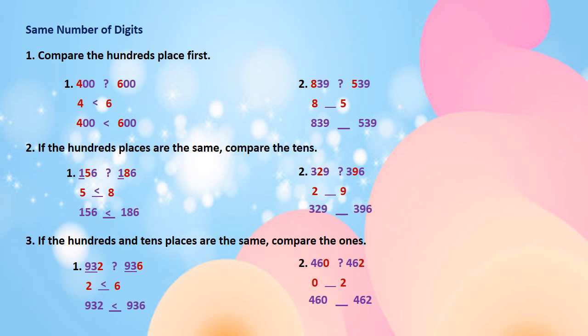Now if the digits under the hundreds and the tens place are the same, then you will have to compare the ones. In the first sum below you can see 932, 936. That means 9 and 3, and 9 and 3 are both common. So that time you will have to compare the digits under the ones column, that is 2 and 6. Upon comparing, you can see that 6 is greater than 2. That means 936 will be greater than 932.